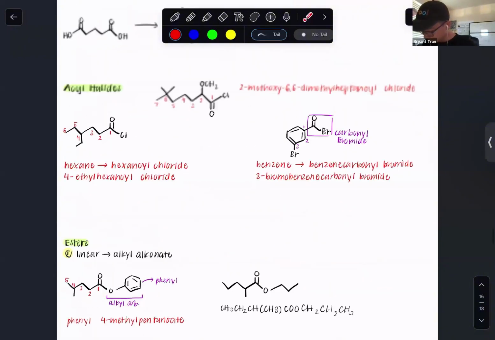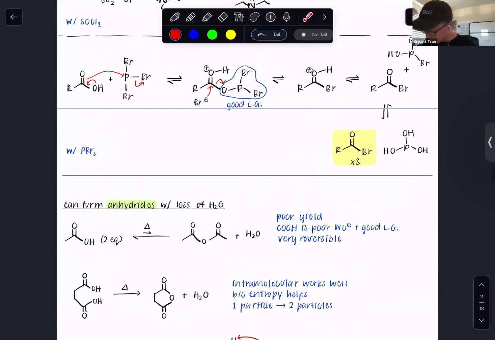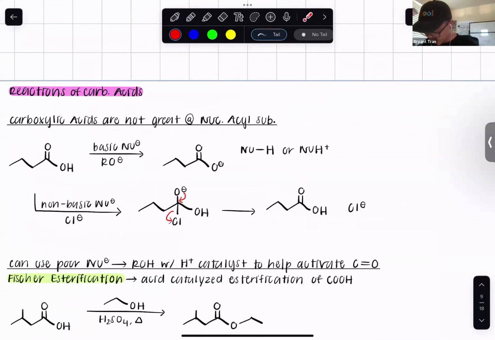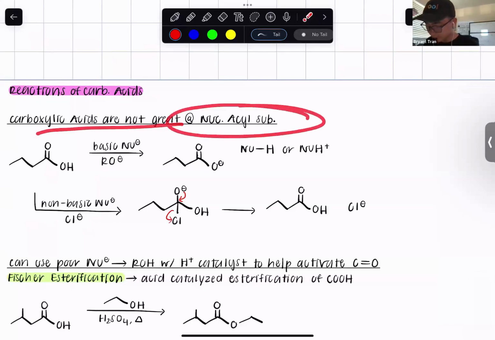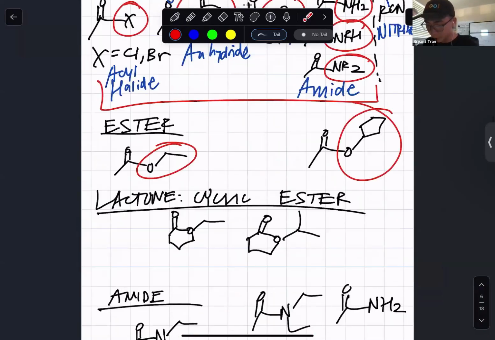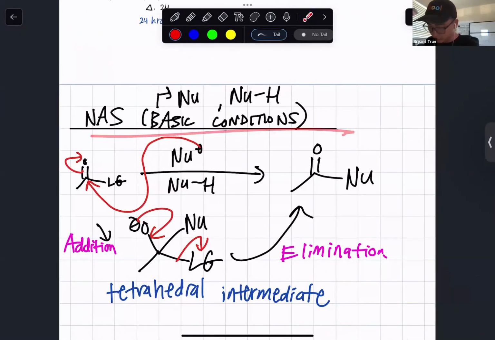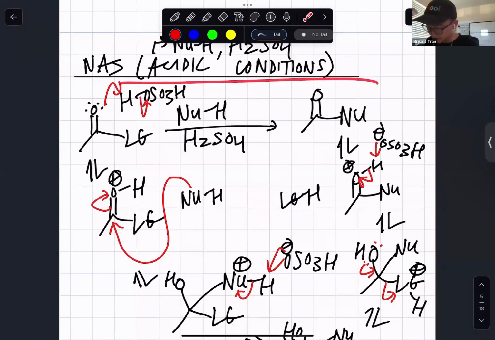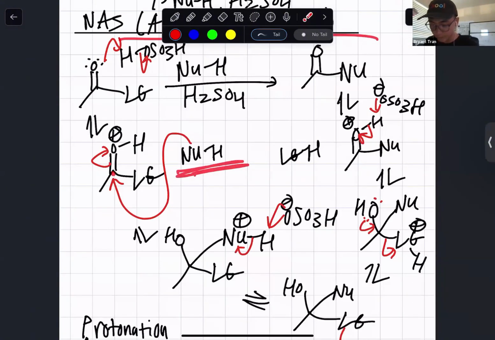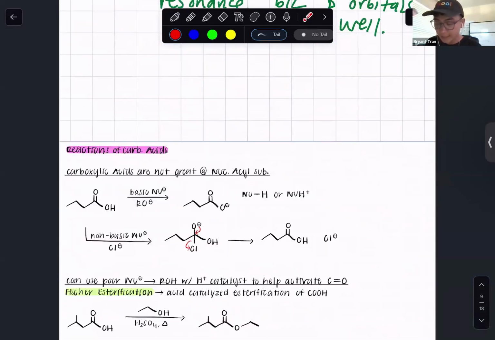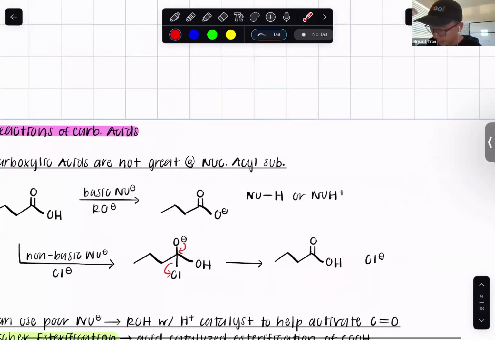Okay, so now the next thing is going to be reactions of carboxylic acids. So carboxylic acids are not great at nucleophilic acyl substitutions, like the one that we just went over in acidic conditions and basic conditions. Where this is the basic conditions, the nucleophile attacks the carbonyl carbon, or acidic conditions, the same thing, the nucleophile attacks the carbonyl carbon. The common thing between those two conditions is that the nucleophile always attacks the carbonyl carbon. But the carboxylic acid itself, the parent function, is not great at that mechanism.